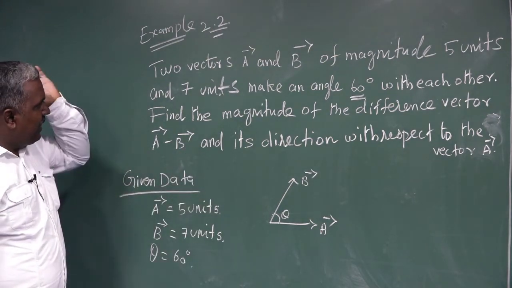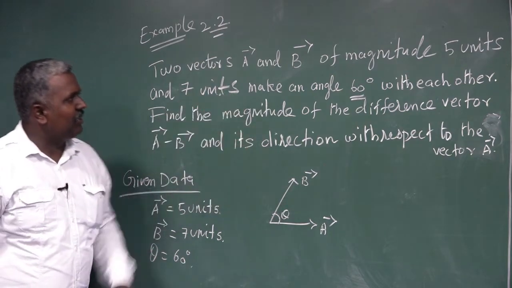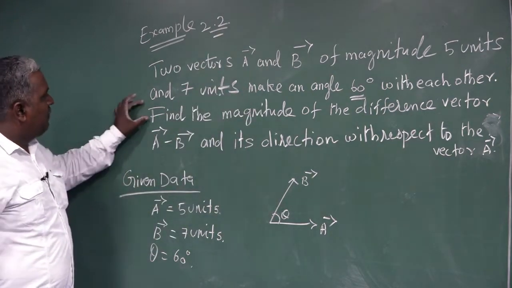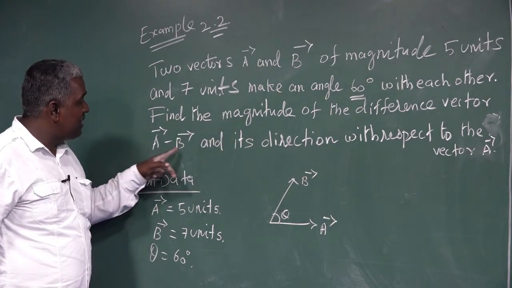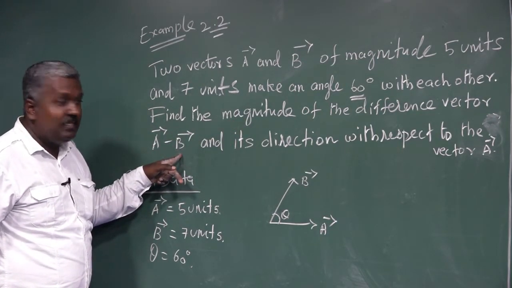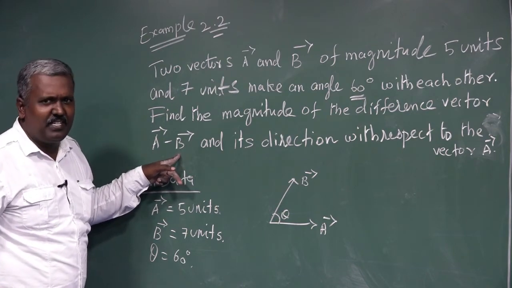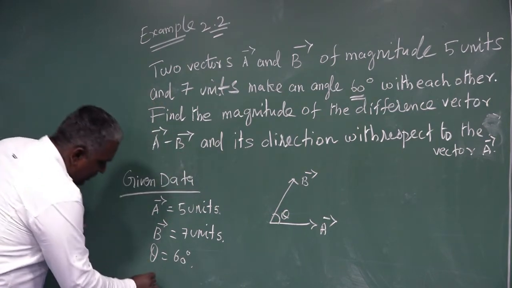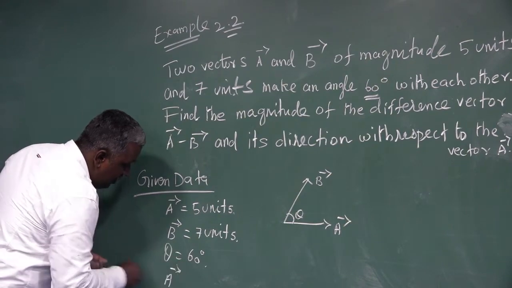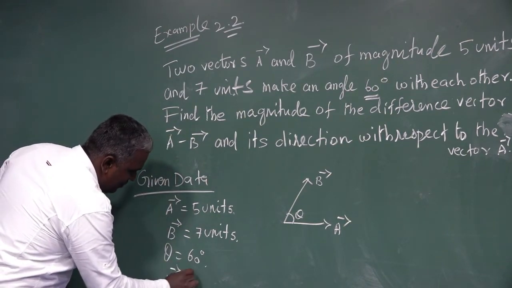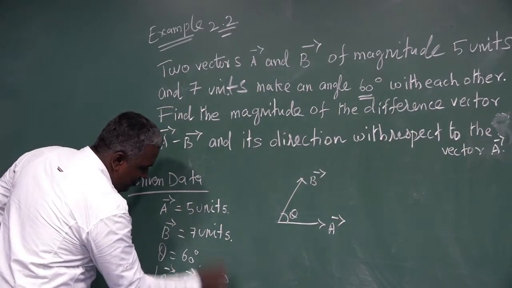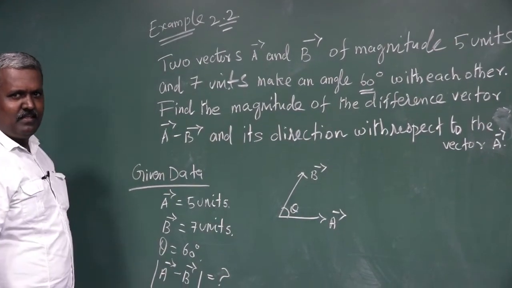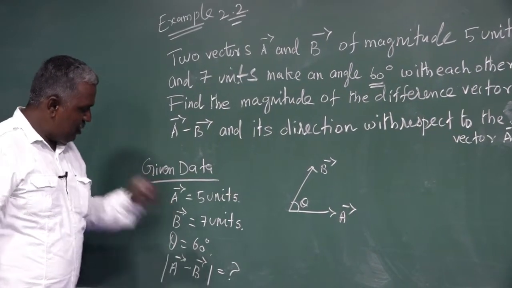Then, with each other, full stop. Find the magnitude of the difference vector, A vector minus B vector. Difference means it is relevant to subtraction of two vectors. Therefore, we must find the magnitude. So modulus of A vector minus B vector is equal to question mark.